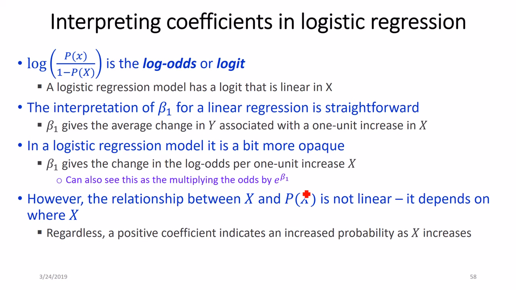For a linear regression model, the interpretation of beta 1 is straightforward, which is the change in y associated with a 1 unit increase in x. However, in a logistic regression model, it is more opaque. Beta 1 gives the change in the log odds per 1 unit increase in x. The relationship between x and p of x is not linear. Regardless, a positive coefficient indicates an increased probability as x increases.